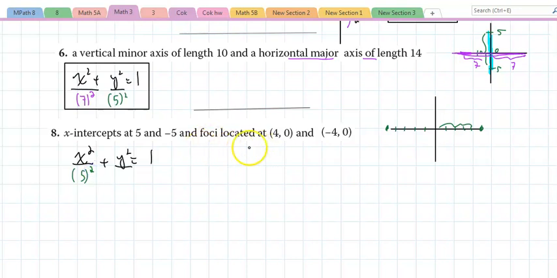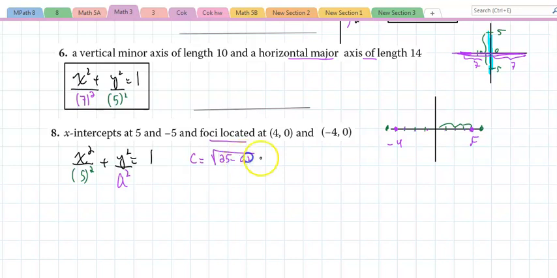And the foci is located at 4 and negative 4, 0. Now, call this whatever you want to call it. I always call it a squared, regardless. Isn't the foci the square root of the larger minus the smaller? Isn't the larger the 5 squared?